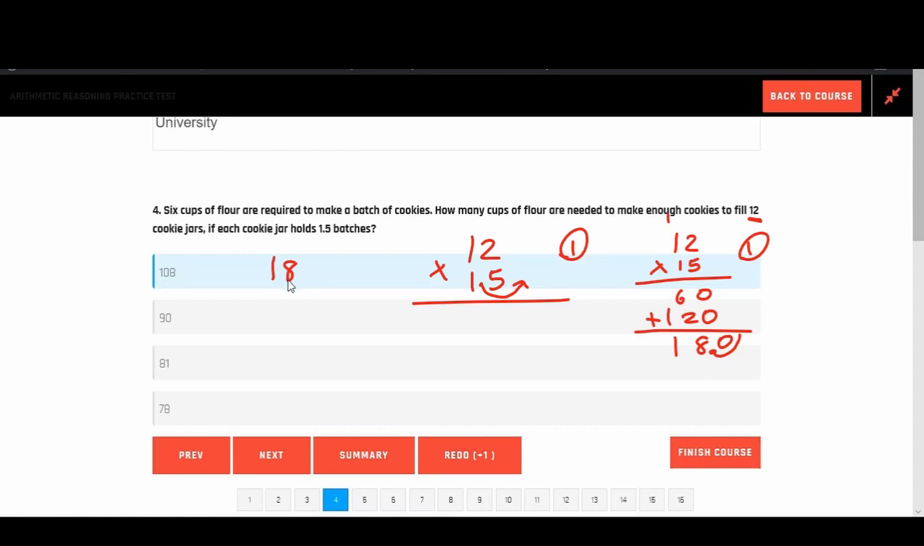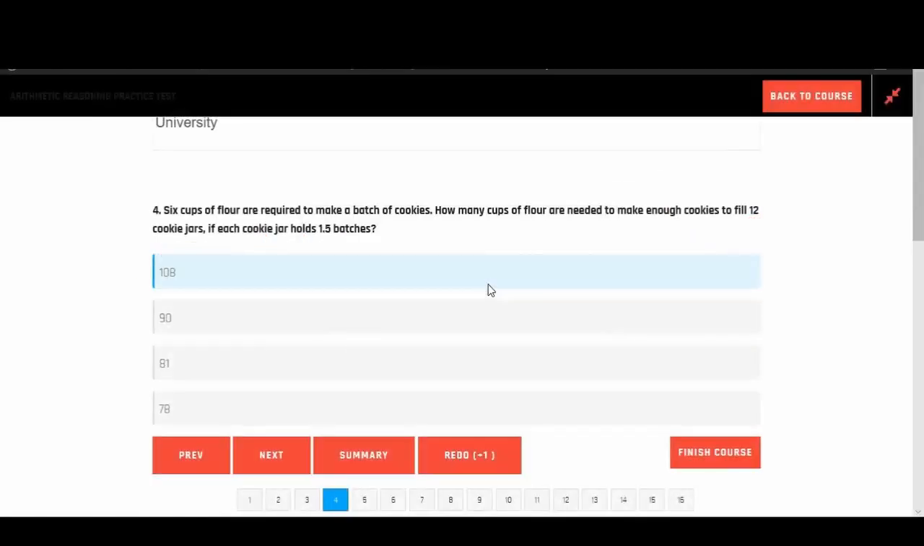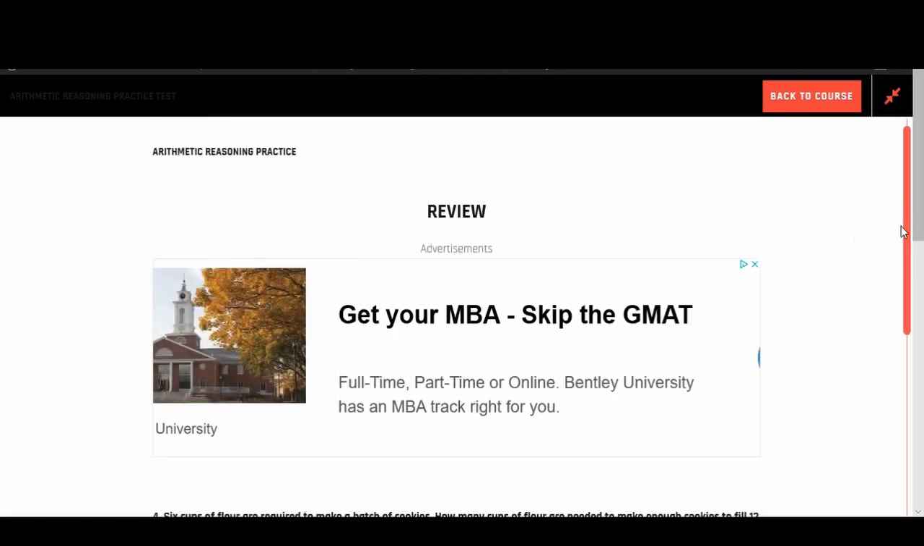Or 18 batches. We know there are 6 cups of flour per batch. So we're going to take 18, multiply that by 6. 8 times 6 is 48. Carry the 4. 6 times 1 is 6, plus 4 is 10. So in total, we're going to need 108 cups of flour to make enough cookies to fill up all those cookie jars. Okay? All right, let's move on.